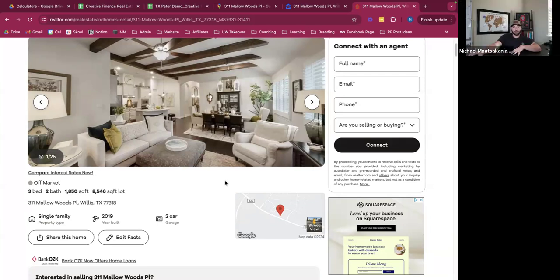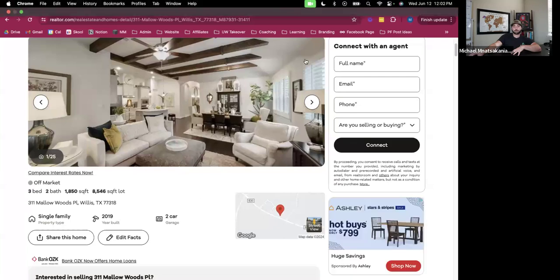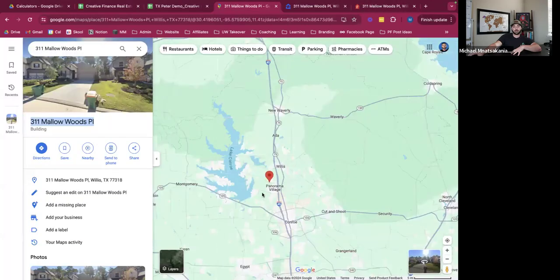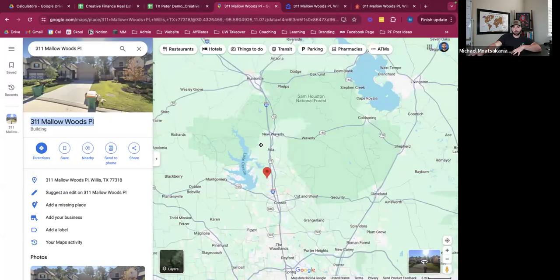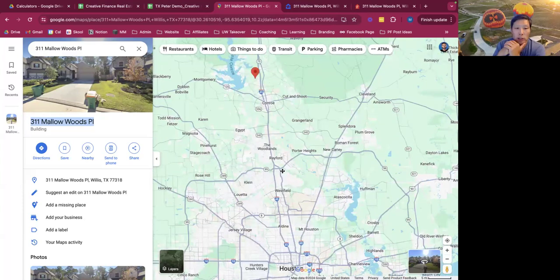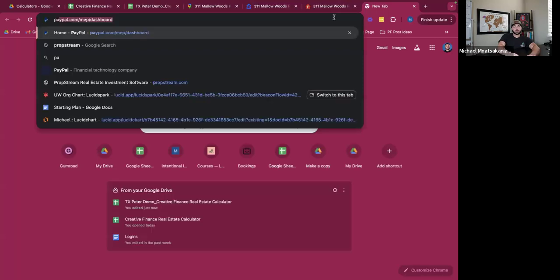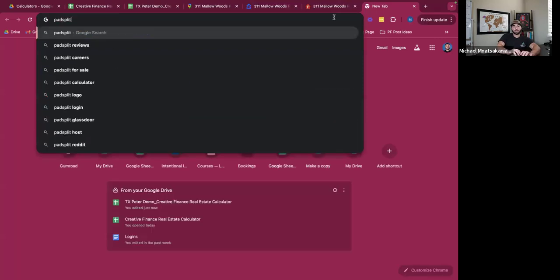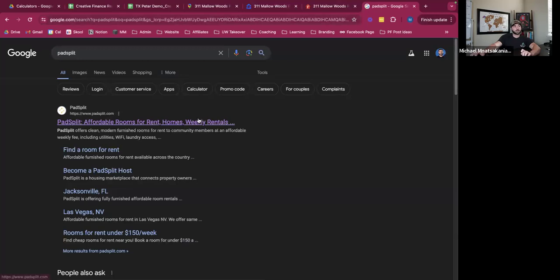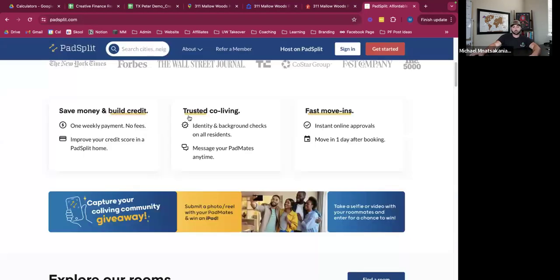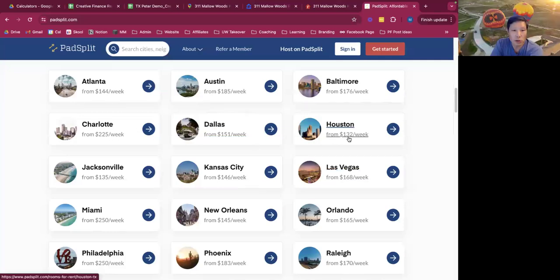But other things to consider: will the HOA allow it, right? Is this near anything that makes this a good candidate? Because it's pretty far out from Houston. Yeah, it is pretty far. So, pad split or rent by the room is not really a problem in cities that are expensive. That's why it works really well in Atlanta or certain Florida markets or San Diego, where it's really expensive to rent in general.